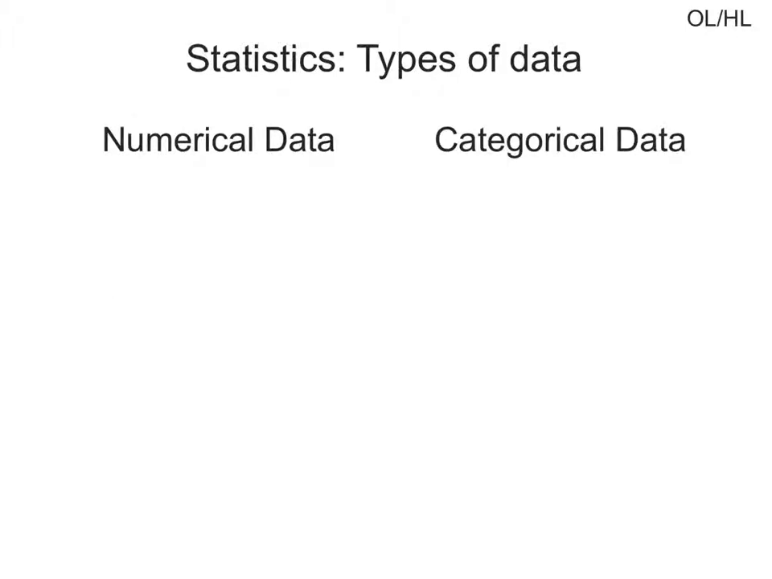The first pair we will discuss is numerical data and categorical data. Numerical data, like the name suggests, is data where the answer is a number. It's data that can be measured and is ordered in an ascending or descending scale. In comparison, categorical data is not a number. Think words. Think, for example, gender, whether a person is male or female.